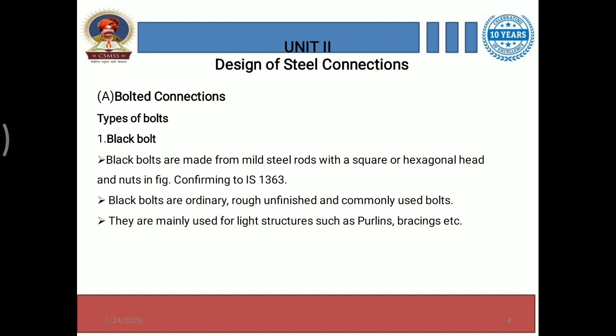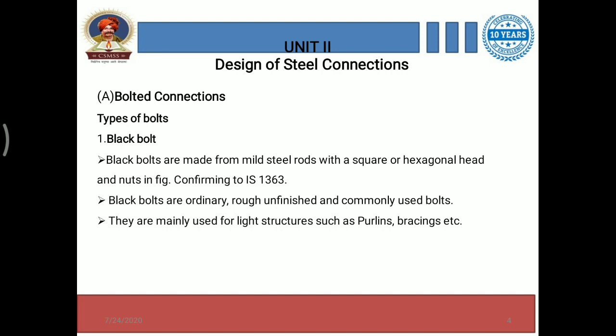Let's start with types of bolts. There are two types of bolts mainly we have to discuss. First one is the black bolt. Black bolts are made from mild steel rods with square or hexagonal head and nuts as shown in the figure, and it conforms to IS 1363.